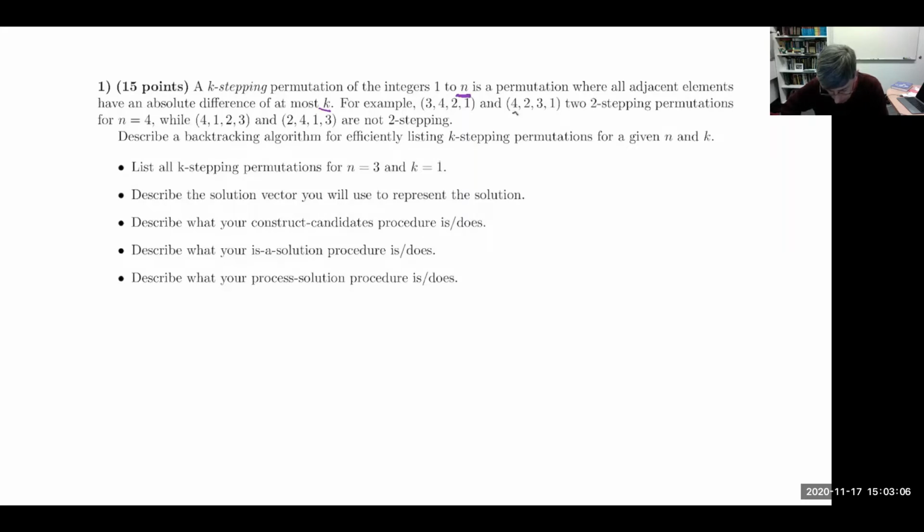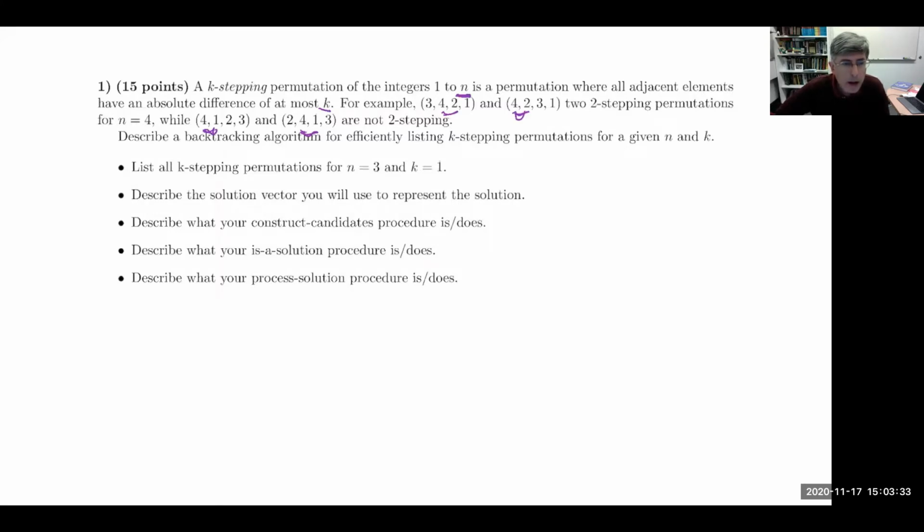So in this case, here there's a leap of 2 over there. Here there is a leap of 2 over there. When there is a leap of at most k, then it's called a k-stepping permutation. These are not 2-stepping because here's a leap of size 3 and here's a leap of size 3. How do you use backtracking to efficiently construct all of these permutations?